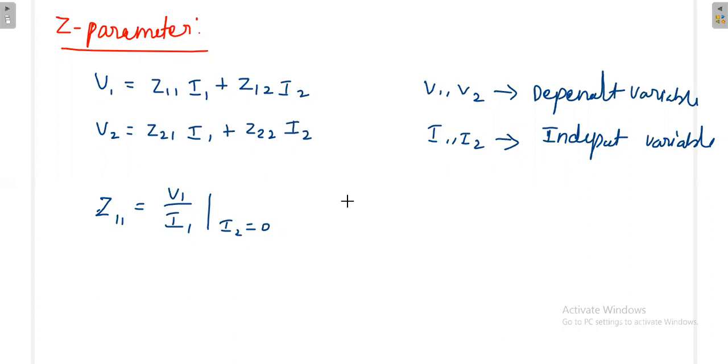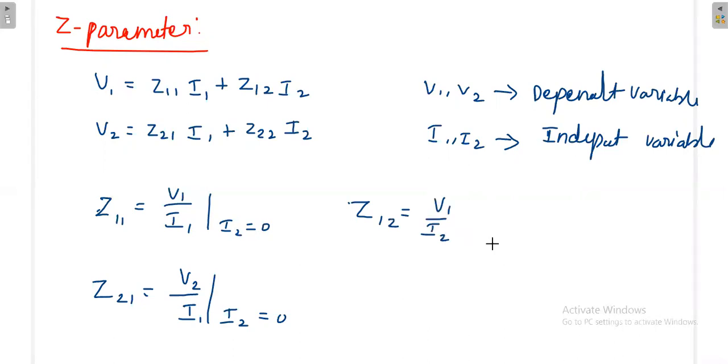Once you make I2 0, parallelly you can easily calculate Z21, that is V2 divided by I1. In the same circuit you calculate the relation between V2 and I1, again with I2 equal to 0. Then you open circuit the input side, and you can calculate Z12, that is V1 divided by I2, with I1 equal to 0. Again Z22 is equal to V2 divided by I2, with I1 equal to 0.